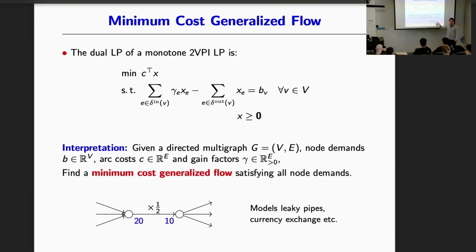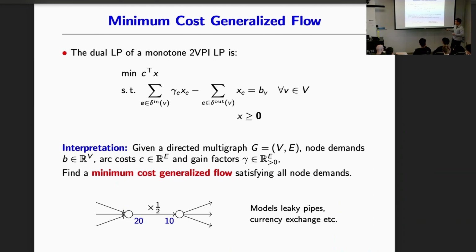Now, having these gain factors generalizes the problem a bit more by saying that if I send some flow on an arc, then the flow is scaled by the corresponding gain factor. So let's say if this arc has gain factor 1/2, and you put 20 units of flow on it, only 10 units of flow leave the arc.